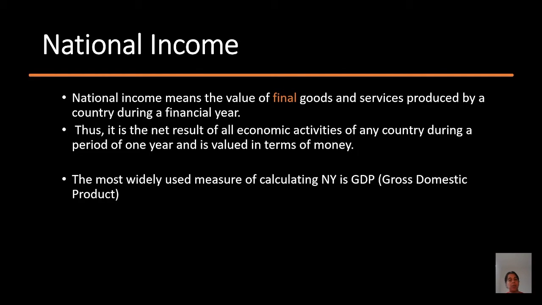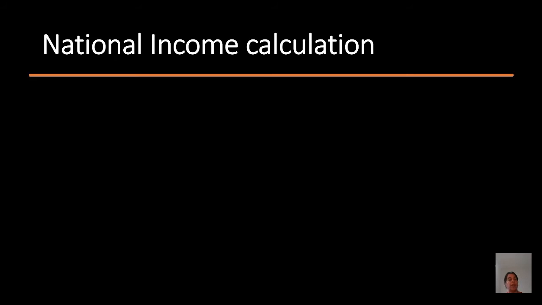The most widely used measure of national income is GDP, gross domestic product. Gross means total, domestic means home economy, and product refers to the output being produced in an economy. Now, there are three methods of calculating national income: the output method, the income method, the expenditure method. We will discuss this topic in detail later. Right now, just understand the definition of national income, which you will need in order to understand our next topic, which is economic growth.